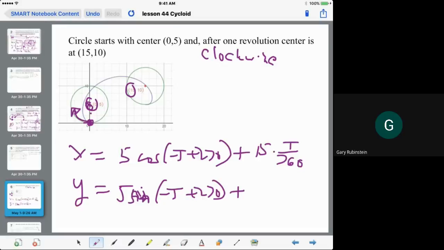Now the y value is not going from 0 to 10. The y value is going from 5 to 10. And that's why it's not 10 times t over 360, but it's 5 plus 5 t over 360. That way, when t is 0, this thing is 5. The center, that is.